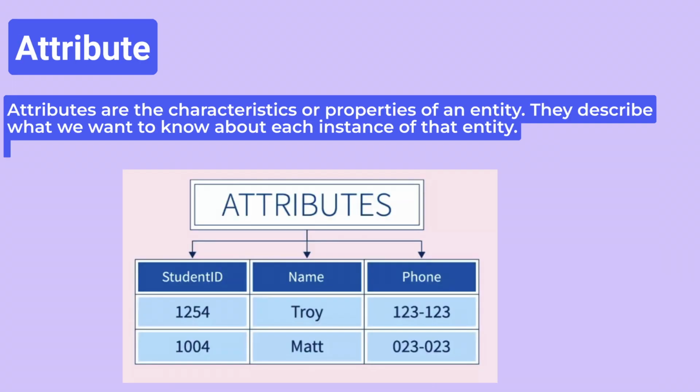Now, let's talk about attributes. Attributes are the characteristics or properties of an entity. They describe what we want to know about each instance of that entity.